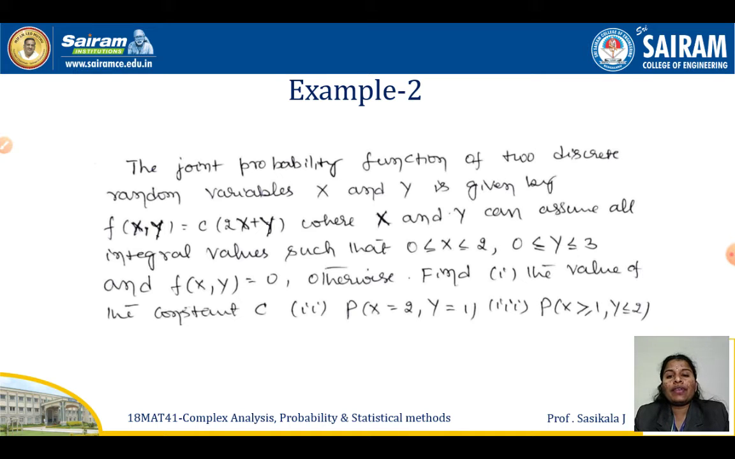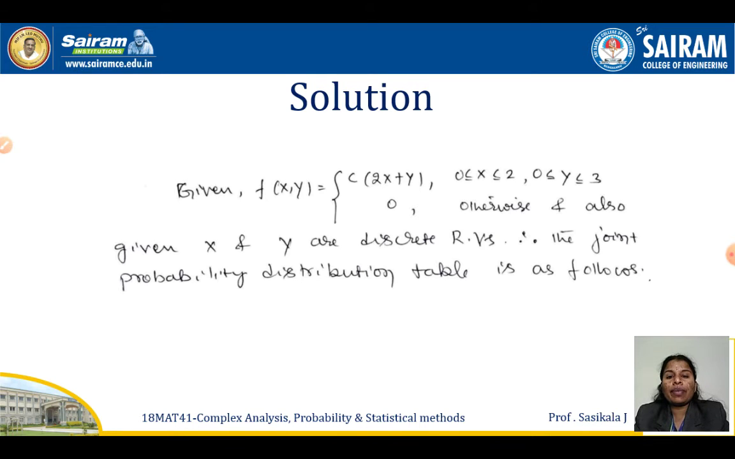So you can see that, compared to the previous question, here we don't have a joint probability table, we have to make it. The question has been given in terms of a function c of 2x plus y, and the x and y values have been given. So using that, we can easily replace them to get the table values. So you see how we made it. Given f of x comma y, this is the condition for x and y. Other than these cases, it is 0 for both x and y.